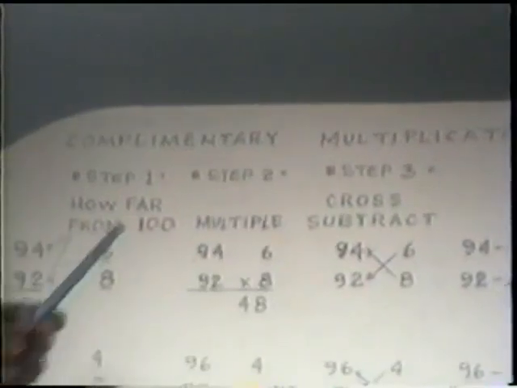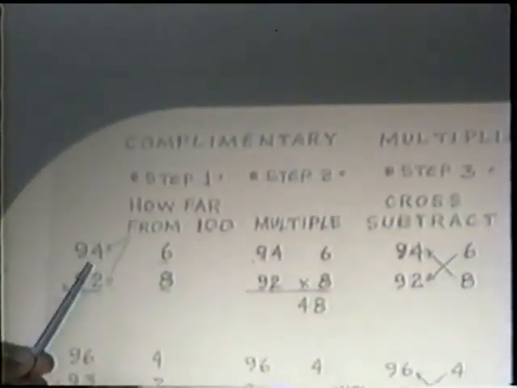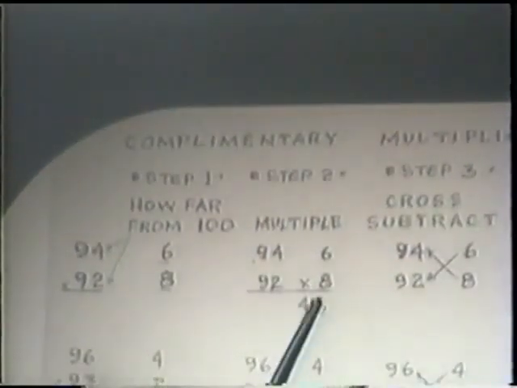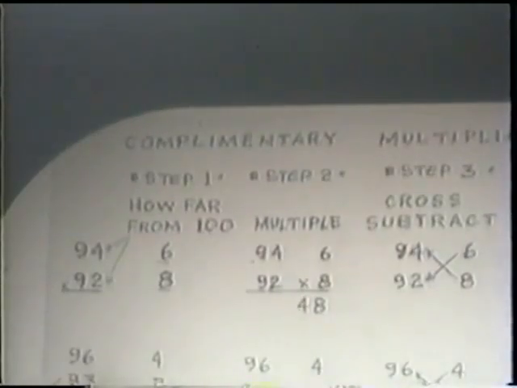Okay, complementary multiplication. We're going to do this some more. Complementary multiplication. What do we do? We have step 1, step 2, step 3. How far from 100 is 94? 6. How far is 92 from 100? 8. Then in step 2, we multiply. 8 times 6 is 48.